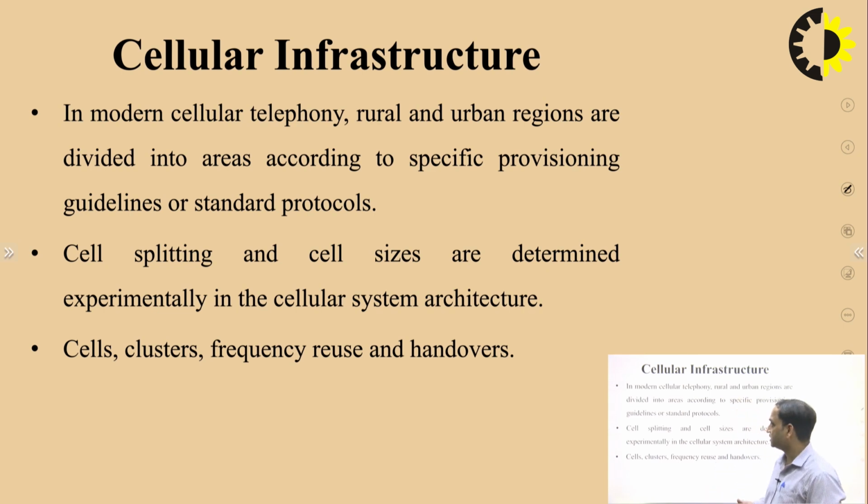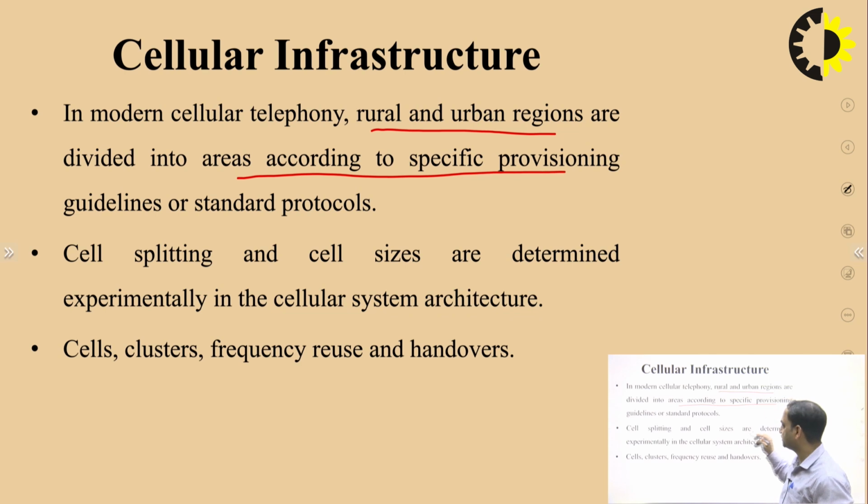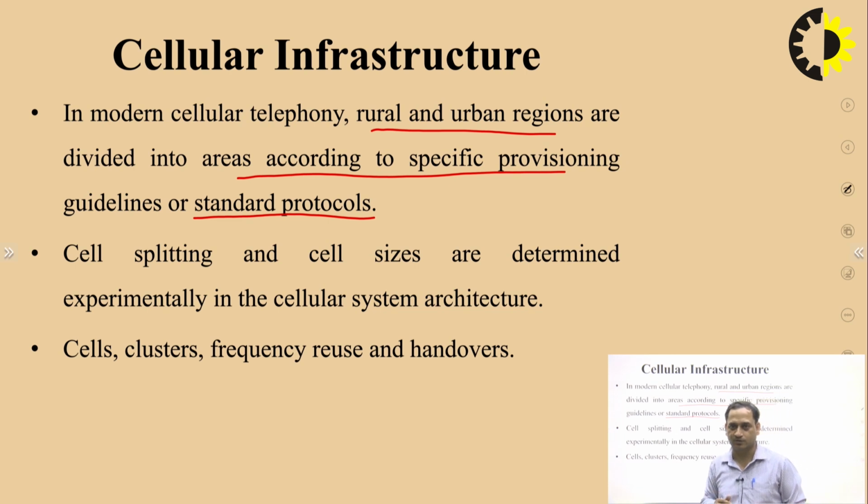In modern cellular telephony, the rural and urban regions are divided into areas according to specific provisioning guidelines or standard protocols. If we have a given coverage area, which may be a macro cell, we divide the macro cell into micro cells based on geographical regions, such as rural areas, urban areas, or suburban areas. Based on that area, we use different standard protocols, and the division of the cellular system also takes place that way.